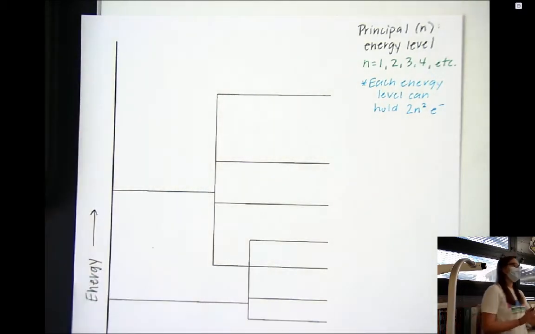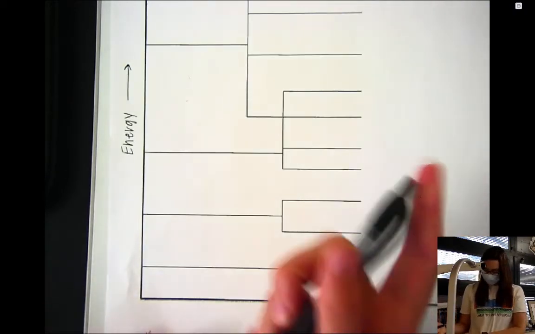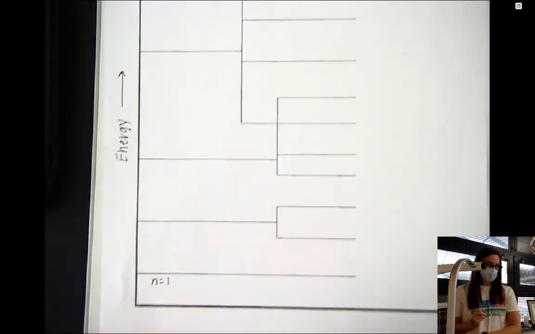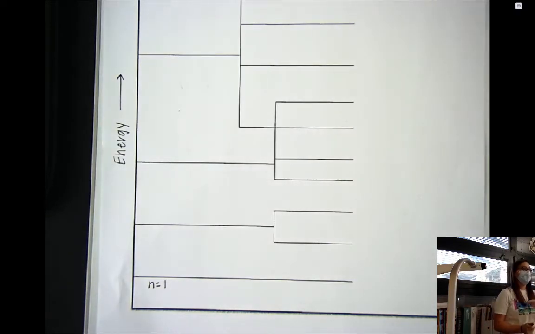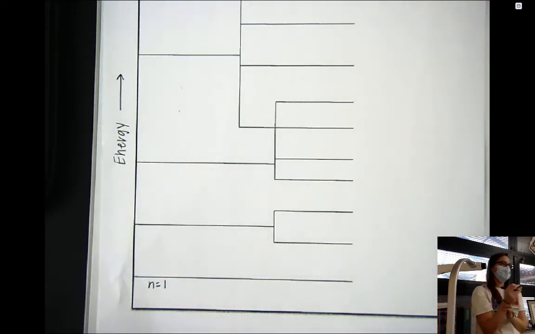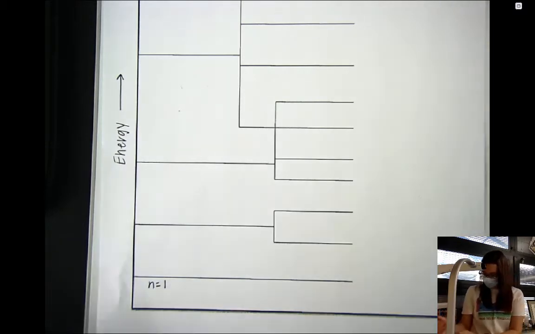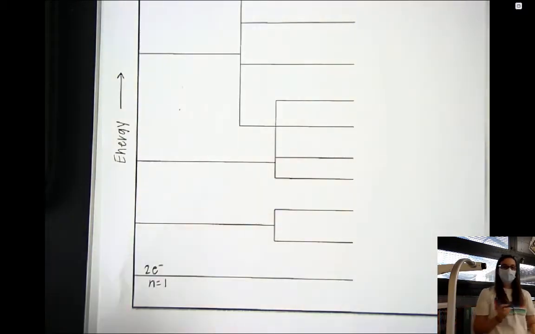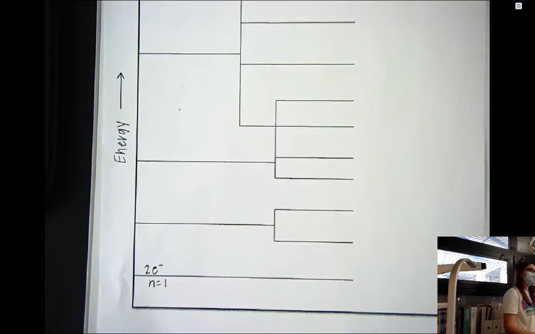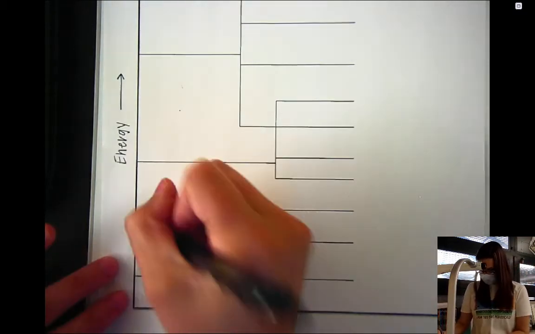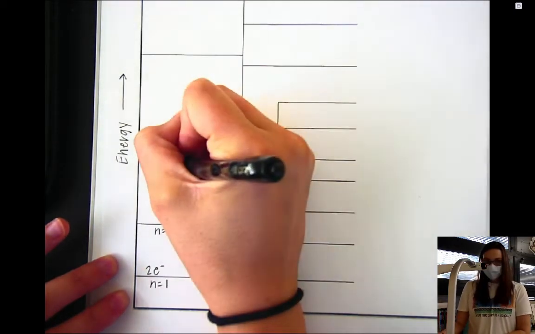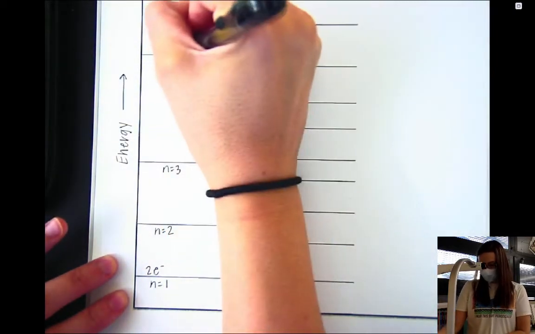And so I'm going to come back to the chart itself, and we're going to label each energy level. I'm going to start all the way down here at the bottom with n equals 1. If we think about 2n squared, it's n squared times 2. So if n is 1, 1 squared is 1, 1 times 2 is 2. So the n equals 1 energy level can hold 2 electrons. Once we go past 2 electrons, we have to move to the next energy level, n equals 2, then n equals 3, so I'm going to write in all of the energy levels here.